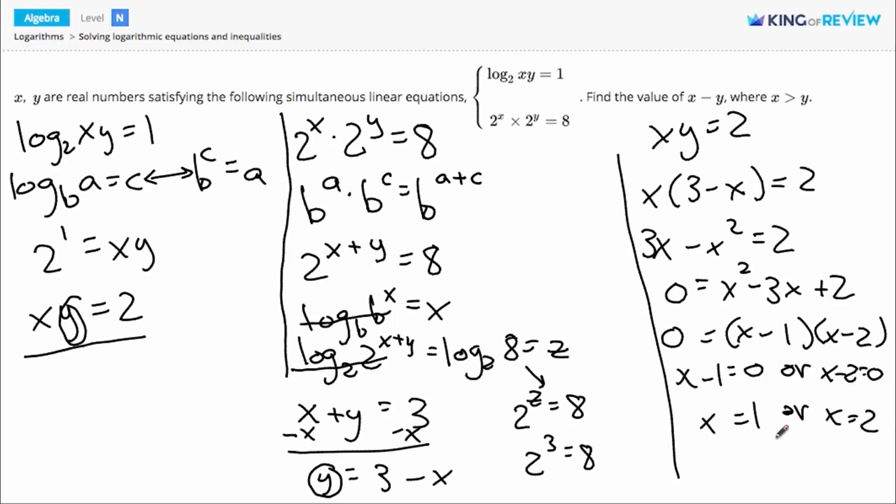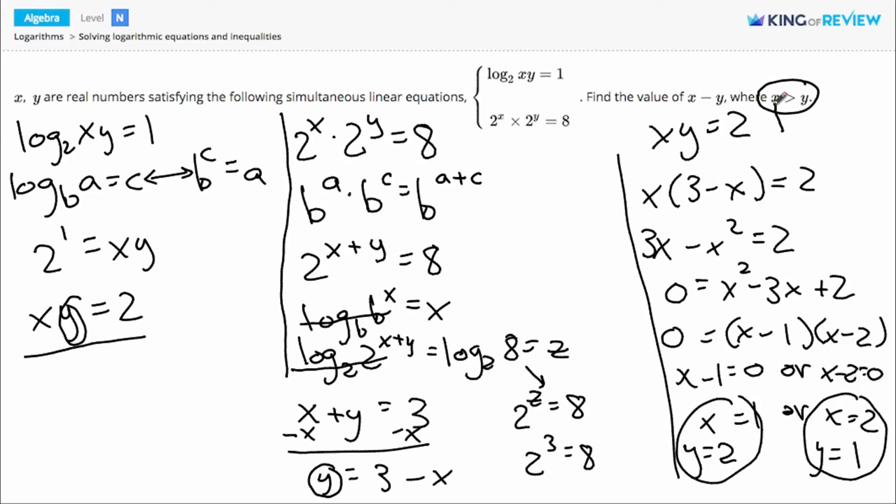Well, we have two possible answers, and let's see what we would get for y in each of these two possible answers. We know that y is 3 minus x. Well, if x is 1, y equals 3 minus 1, which is 2, or if x is 2, we have y equals 3 minus 2, which gives me 1. So no matter what, my solutions are 1 and 2. Now I know that I want x to be the bigger of the two numbers, so if my solutions are 1 and 2, x is going to be the 2, and y is going to be the 1.